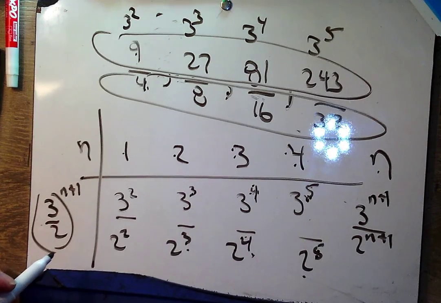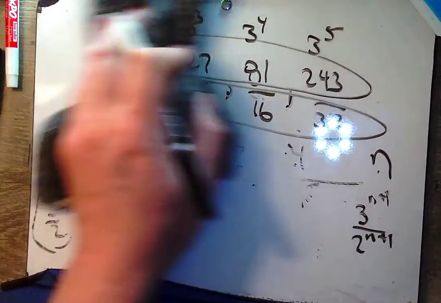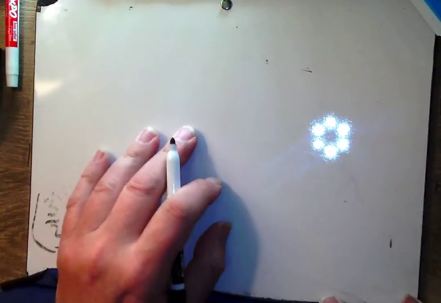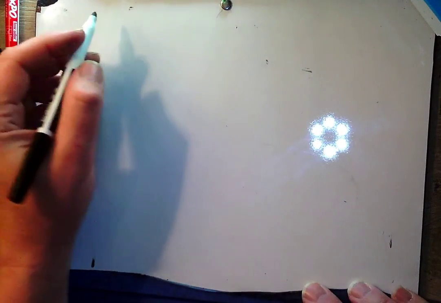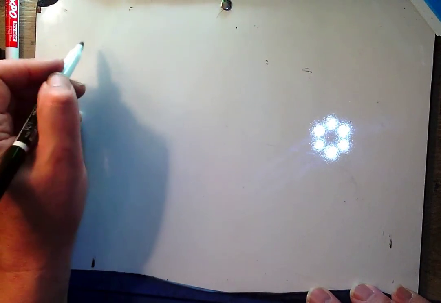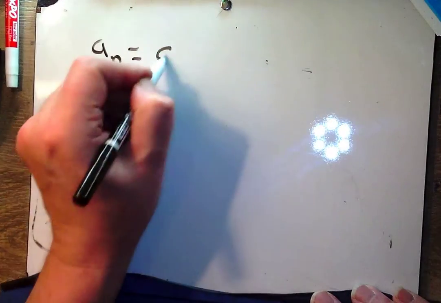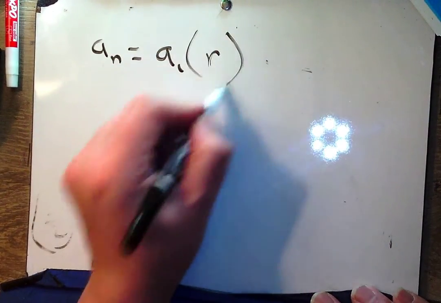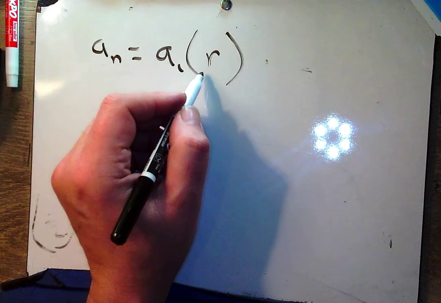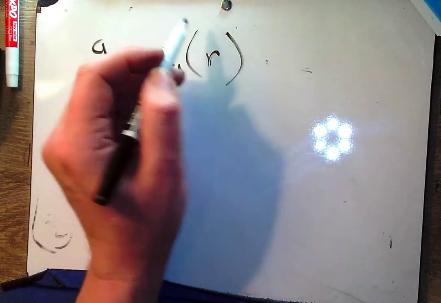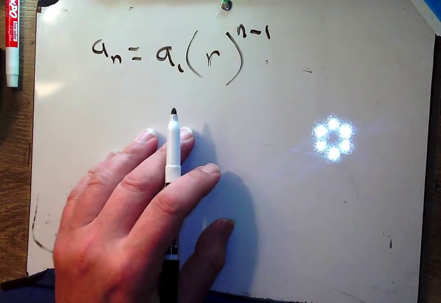Okie doke. All right. Next. Identify the value of the nth term as a geometric sequence. Okay, we've got a geometric sequence. Remember, geometric sequence uses common ratio, not common difference. And we want n minus 1.